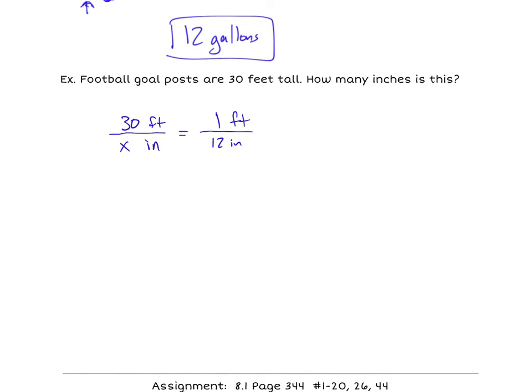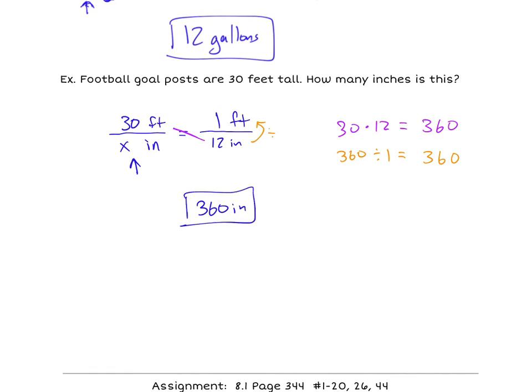Now for this one, we are going to actually have the same cross multiplication as the other one, same diagonal. So we're going to have 30 times 12, and that equals 360. And then we're going to take our 360 and divide by 1, which should be an easy division for you, is 360. So we end up with a final answer of 360 inches, because that's what we're looking for in the original problem. How many inches tall?